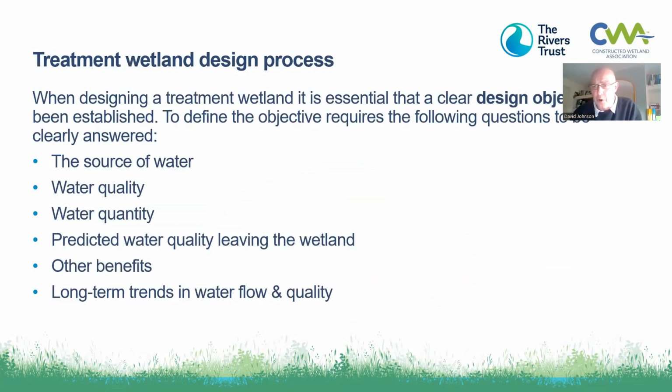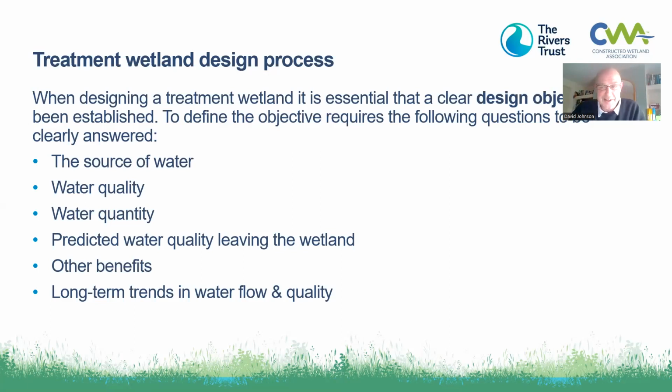So the first step of the framework is just getting the core information. There's 6 basic pieces of information that we'd like to see from designers to make sure that we're confident they're collecting the right information. So the source of the water quality, and the water quantity are all important, obviously. It's also key to have the predicted water quality leaving the wetland. So we want to know what target they're trying to achieve at the outlet of the wetland.